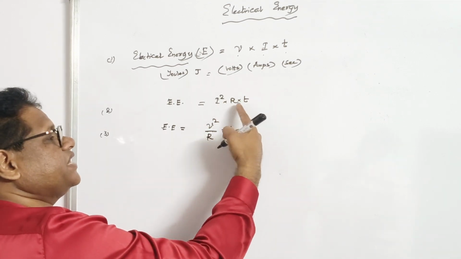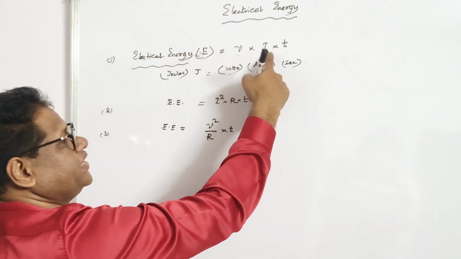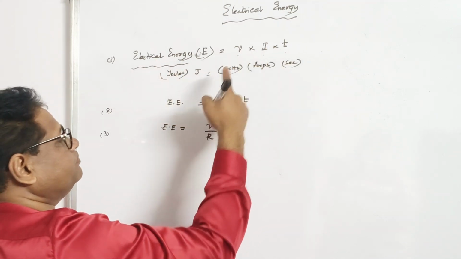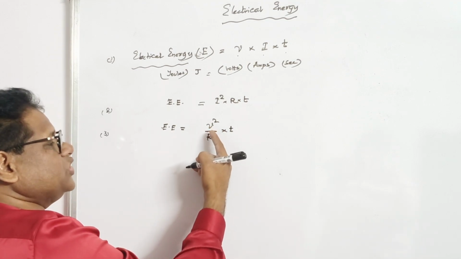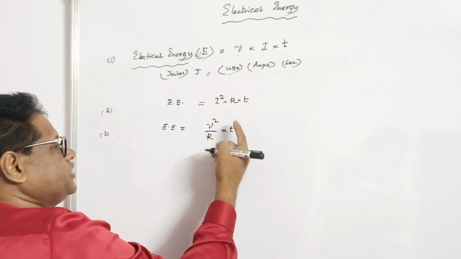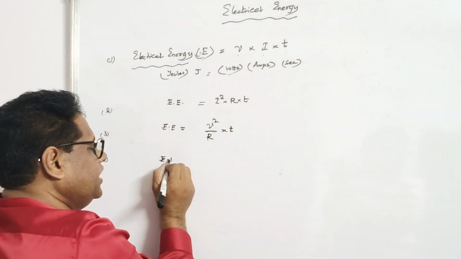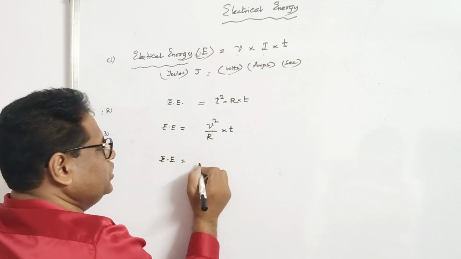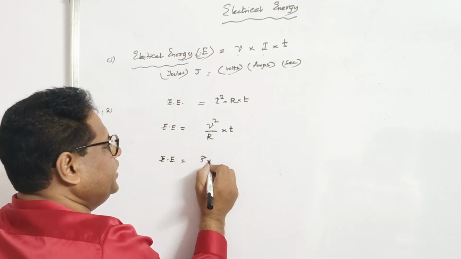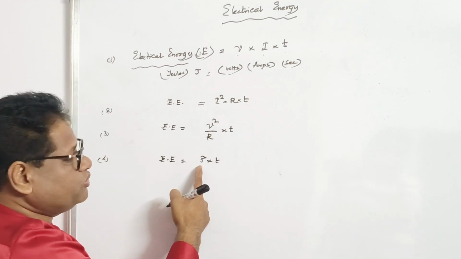See, these depend upon the availability of the parameters. Suppose current, resistance, and time are given, you can apply this formula. Potential difference, current, and time given, you can apply this formula. If current is not available, but voltage, resistance, and time are available, you can use this expression. And the fourth, the last expression, is electric energy equals power into time. This power is in watts, that is joules per second.